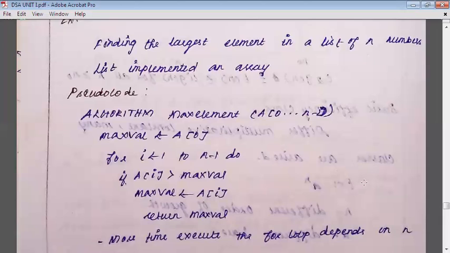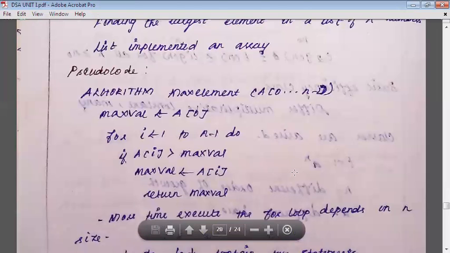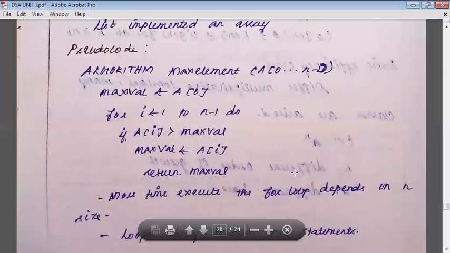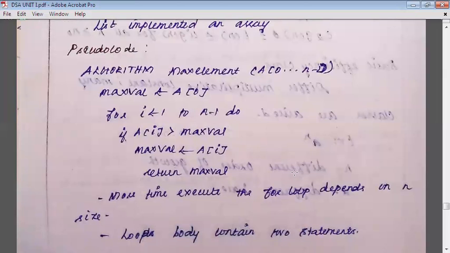Previous a of 0 equals a of I, because whenever the condition is satisfied at the time, the ith position value is assigned the maximum value. The for loop is repeated until n minus 1 time. Finally, we're getting the answer: the answer value is the max value. Finally, the max value is returned to the main function. So finally, the max value holds the maximum element in the given array.